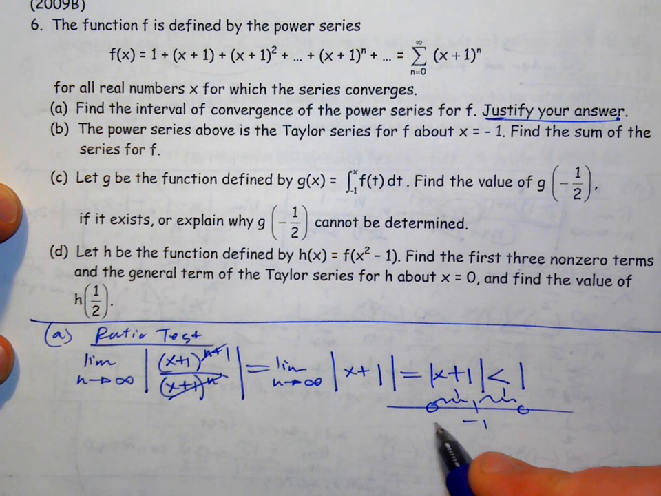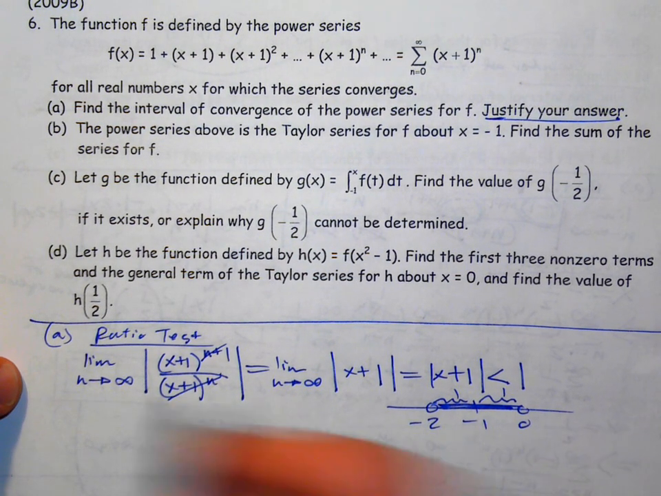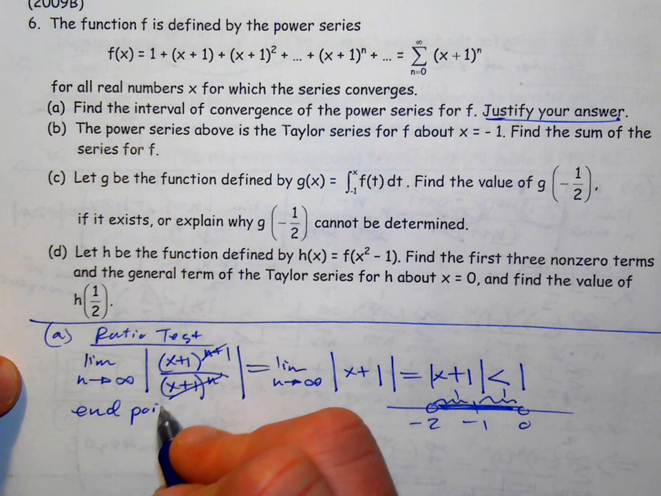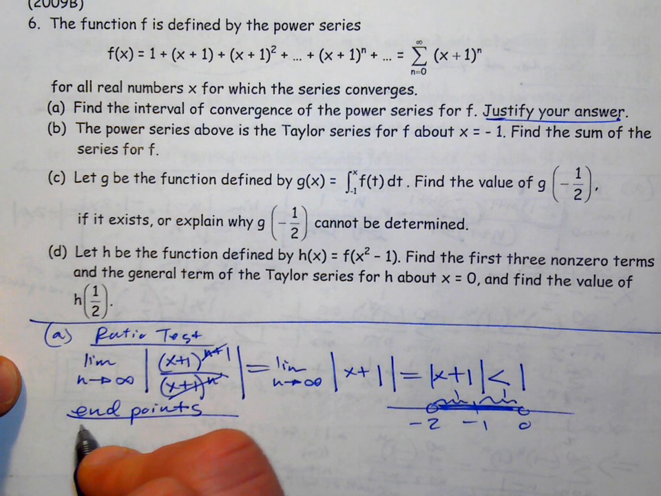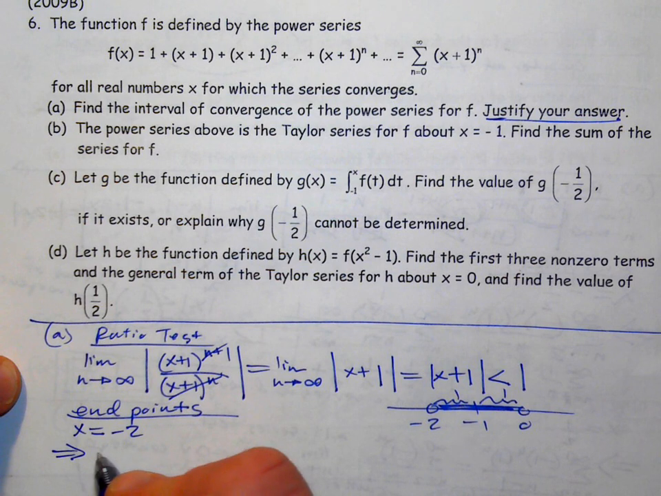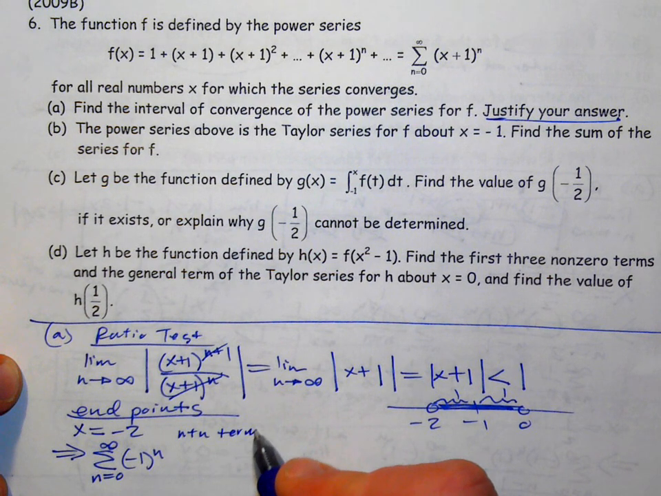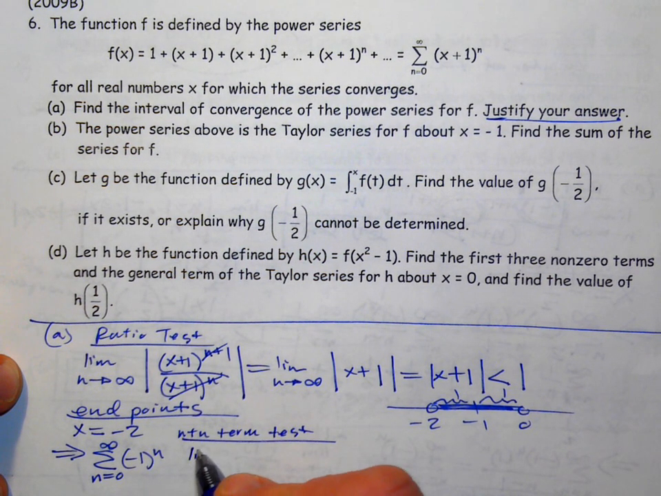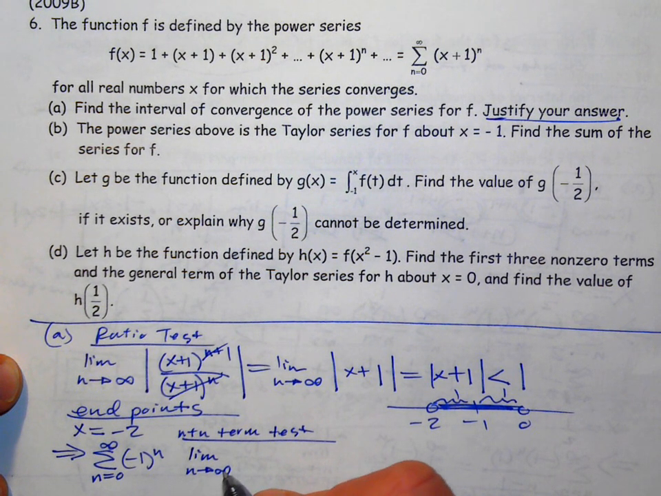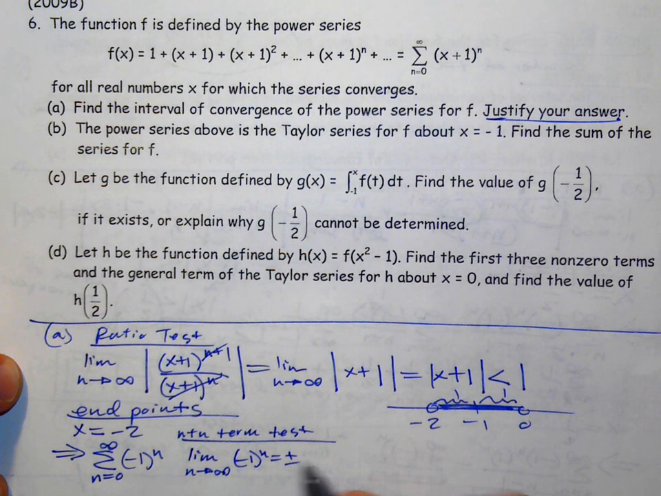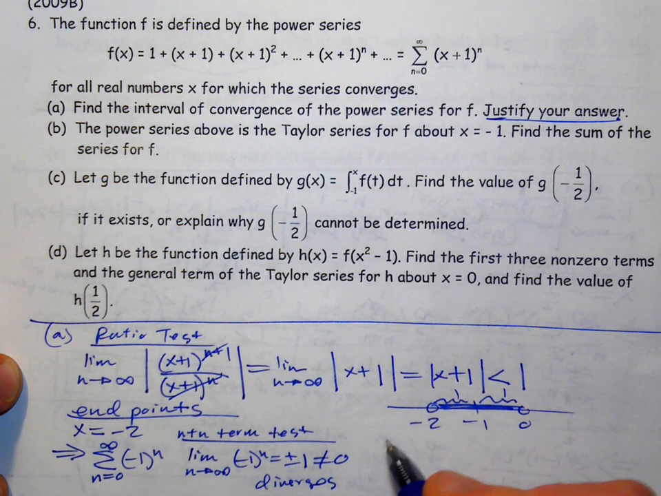And so we could do a little ruler postulate if you want. Take away 1: negative 2, 0. You need to test the endpoints. Okay, always got to do endpoints on an interval of convergence. So x equals negative 2 gives you the number series, n equals 0 to infinity, of negative 1 to the n. And that's going to fail the nth term test. So show the work, name it, show it in its detail. It doesn't equal 0, so it diverges.